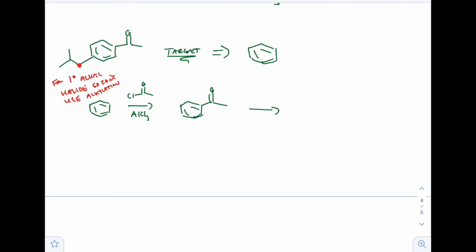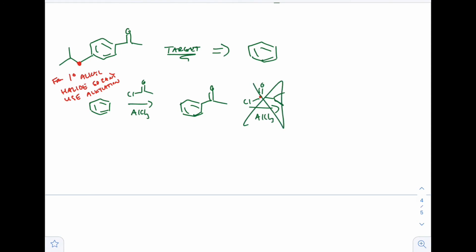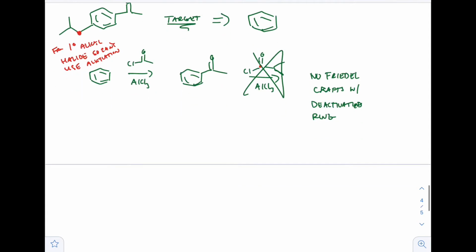But if we wanted to do Friedel-Crafts acylation, right? We add that carbon in the carbonyl group, with the little isopropyl group on the end. But what's the problem with this? We can't do Friedel-Crafts when we already have the electron withdrawing group on there. So it's a deactivated benzene ring, and we can't hit it with Friedel-Crafts, which means we need to change our order. So we've got to add that acid chloride first.